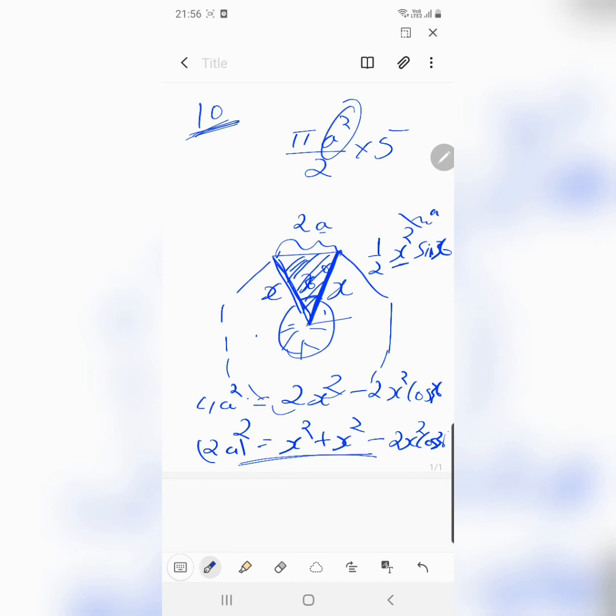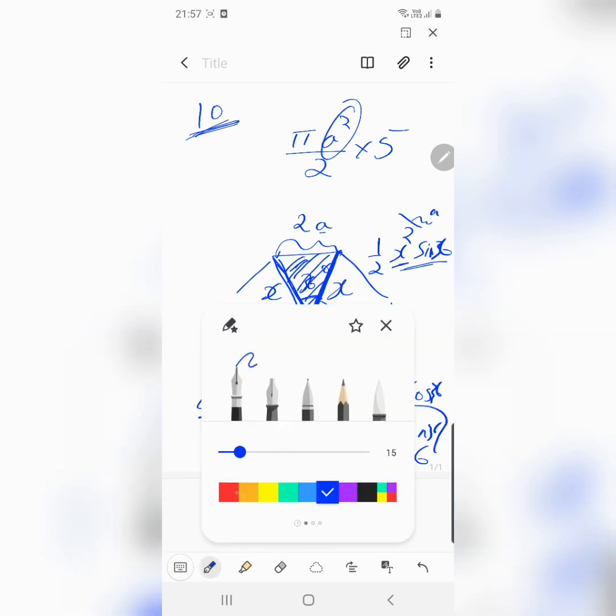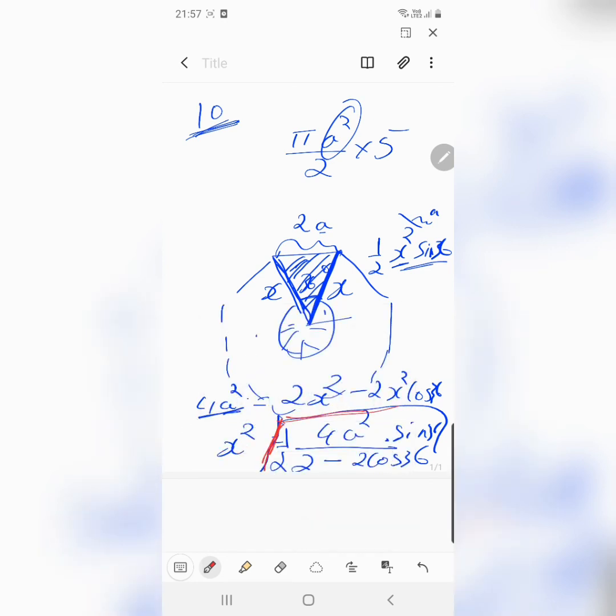it's unfriendly, but there is a relationship, and we find x here by making x squared the subject. x squared is equal to 4a squared from here divided by 2 minus 2 cos 36. And we plug that in here to sine 36, sine 36 and half. And that would be the area of one slice of the 10-sided decagon.